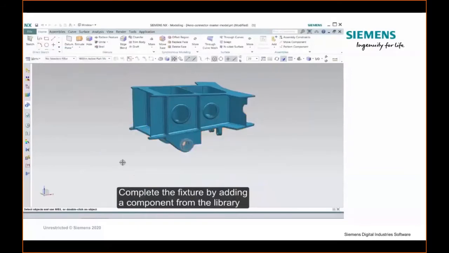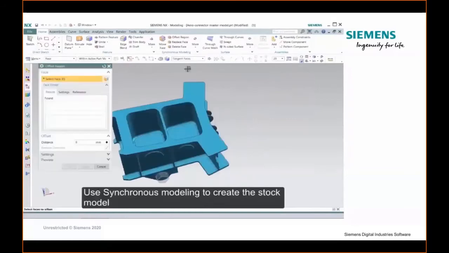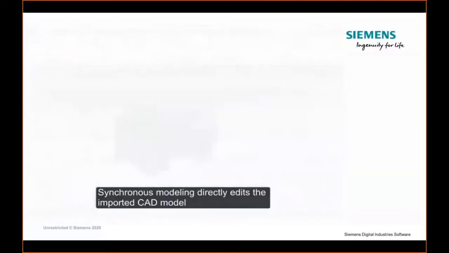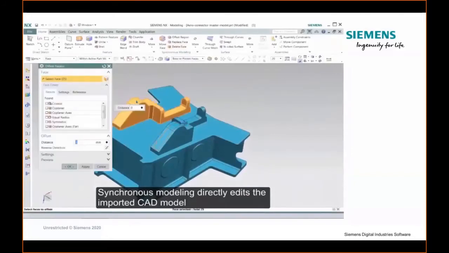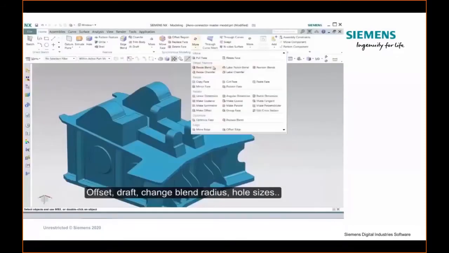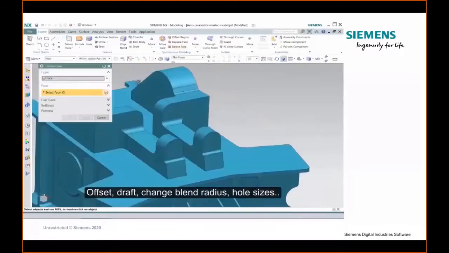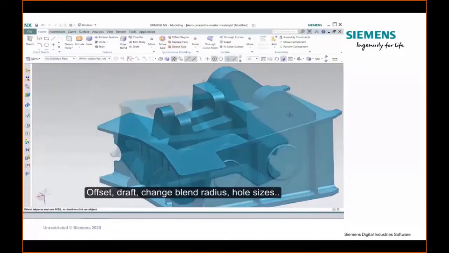We'll continue on with our design using synchronous modeling to create the stock model for the manufacture of this part. Here we'll select the entire part and close all of the hole openings on the part. Again, we'll then offset different regions and boundaries of the part, representing what the casting stock would be from an investment cast part. Here we'll see synchronous modeling can directly edit all the imported CAD model data. We'll add stock to the boss areas, change the blend radii on the part, and remove some of the other features, or defeature the part. Add draft angles, etc., and continue modeling the stock model of the part.